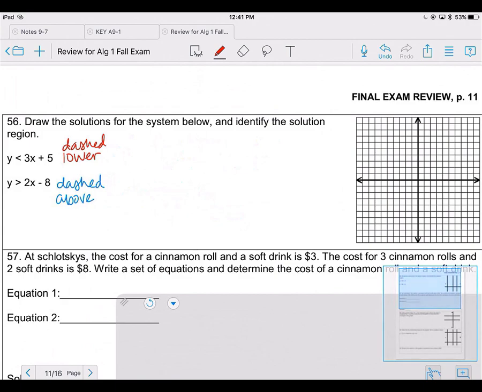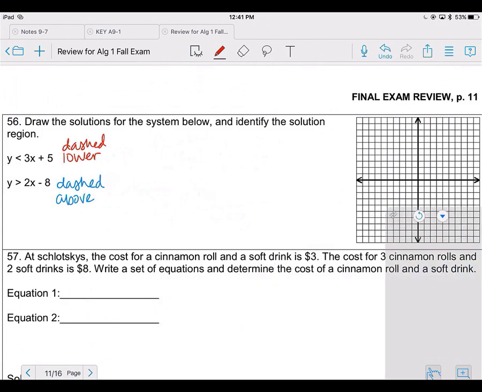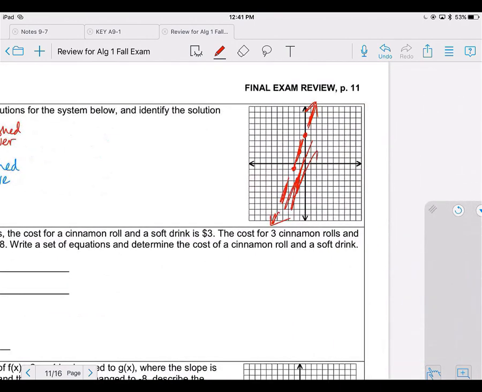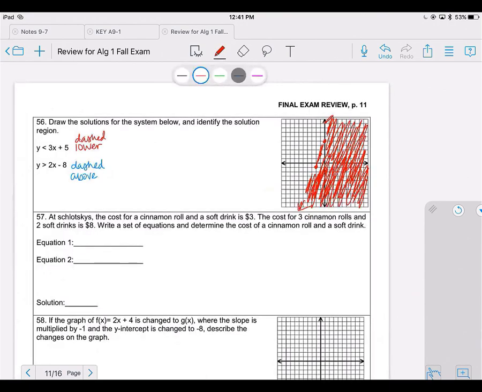So for the red equation, I start at 5 on the y-axis, and I go up 3, right 1, or down 3, left 1. It is a dashed line. And I shade lower than or underneath the line. Remember that you use the y-axis to go underneath 5, and then anything underneath 5, wherever it goes above or below on your equation or on your line, is where you shade.